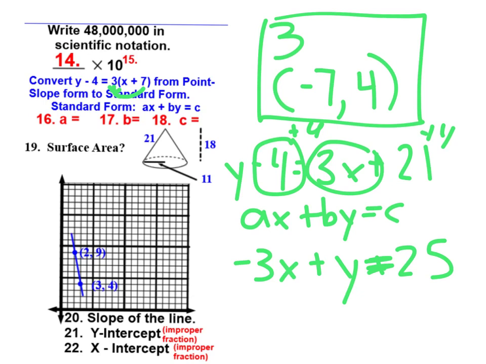So number 16 says, what is the a? Well, the a is -3. Number 17 says, so what's the b? There's an understood 1 right there. And what is the c?